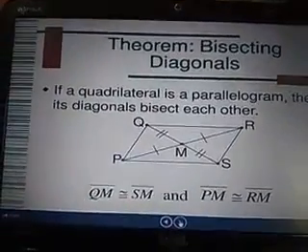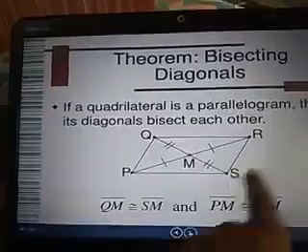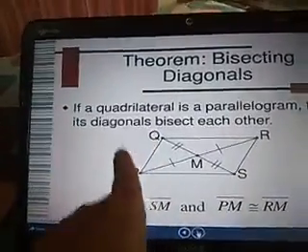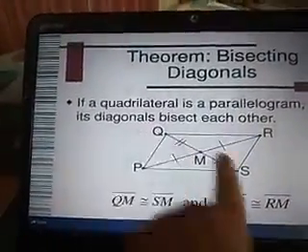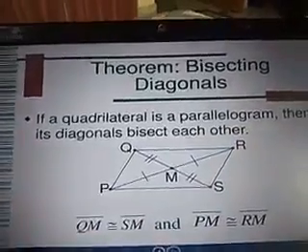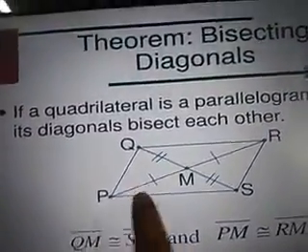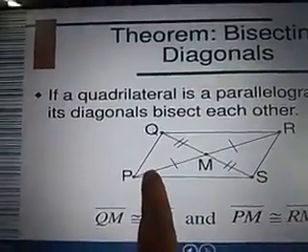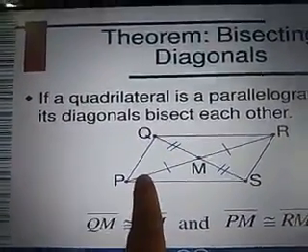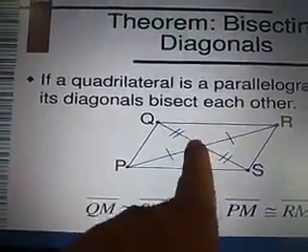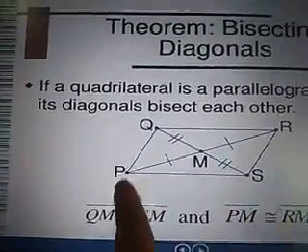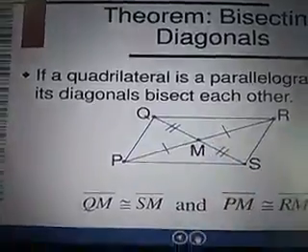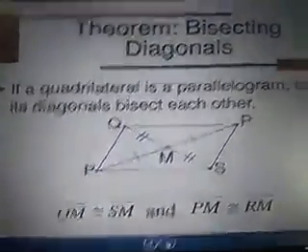Now, about the diagonals. Diagonals are these in a parallelogram. The two diagonals of this parallelogram are QS and PR. The diagonals always bisect each other. When they cut each other or intersect each other, they are bisecting each other. QM is going to be equal to MS and PM is going to be equal to MR, right?